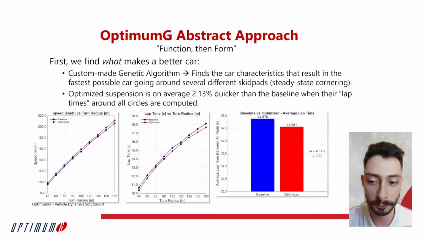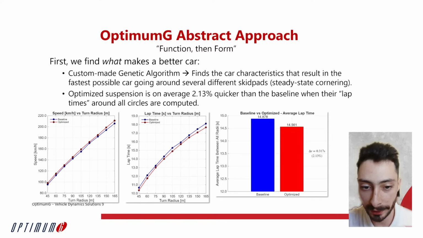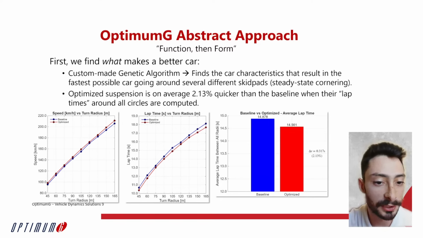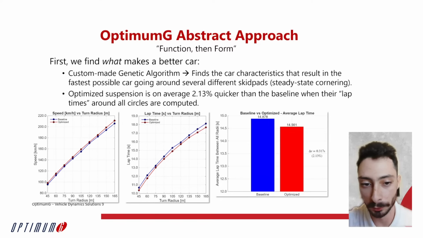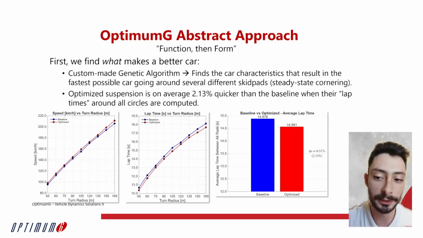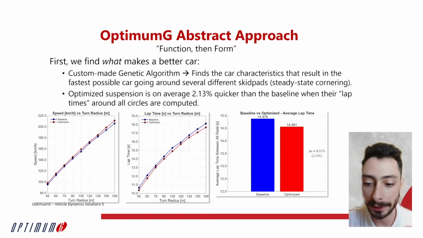Just to give you a quick example of some of the results that we can get. These graphs are comparing a baseline suspension, so before optimization, and the optimized product, in blue and red respectively. We can see that with the optimization process, we gain about 2.1% in lap time reduction when we compute what would be the quote unquote lap time over each of the skid pads. And you have a clear speed and lateral acceleration advantage as well. We're going to see some of the reasons why that happens.